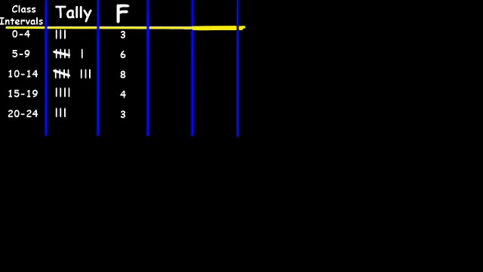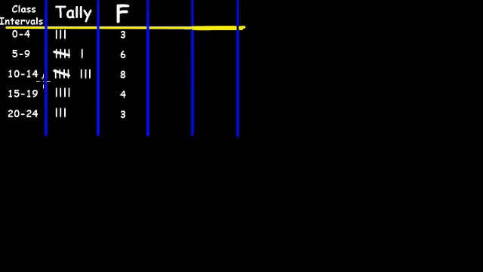On to example number 3. The data has already been grouped using a frequency distribution table, a tally table, because tally is involved. These are the class intervals, and we have the tally follows. Then again is the frequency.